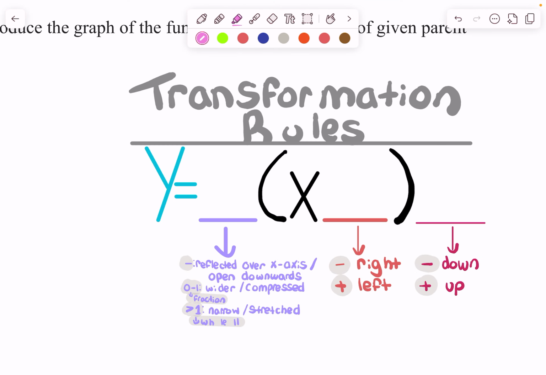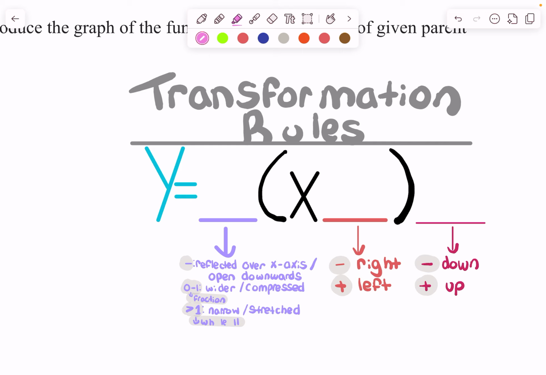If there is a number to the left of the parentheses, if that number is negative, that would tell us that we reflect the graph over the x-axis, or that it opens downwards. If there is a number in between 0 and 1, so most likely a fraction, that would make the graph wider or compressed. And if there is a number bigger than 1 in front of the parentheses, that would mean the graph got more narrow or it stretched out.